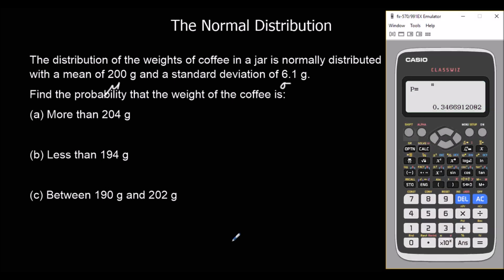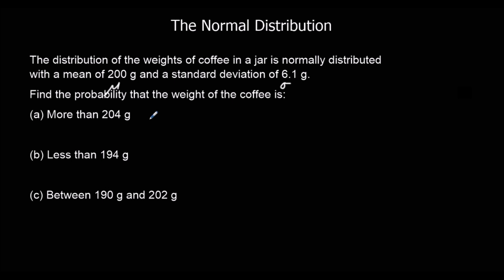So we'll get the calculator again. Menu 7, 2 for the normal cumulative distribution. More than 204, so 204 is going to be our lower value. Our upper value is going to be a really big number, so we'll put 1,000. Again, as long as it's more than 4 standard deviations away from the mean, then it should be okay. The standard deviation is 6.1 and the mean is 200. So we press equals and that gives us our probability of 0.256 to three significant figures.